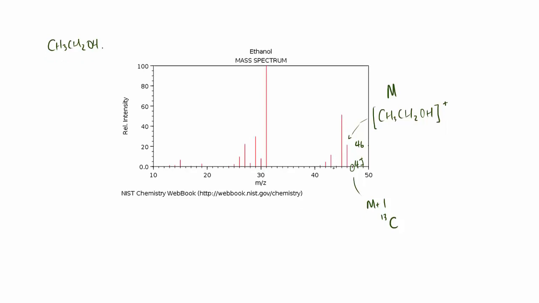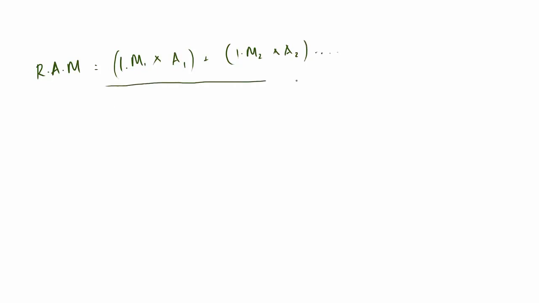The final bit that I want to cover on here is the calculation of relative atomic mass from data given from a mass spectrum. And this is it. To work out relative atomic mass, RAM, you take the mass of one isotope, you multiply it by its abundance, you add it to the mass of the second isotope multiplied by its abundance, and so on, and divide that by the total abundance. And that's it. And that gives you a number.